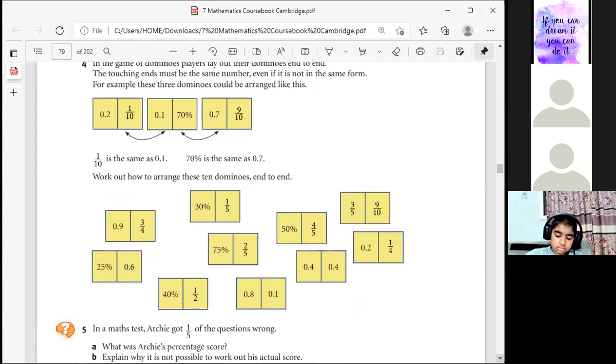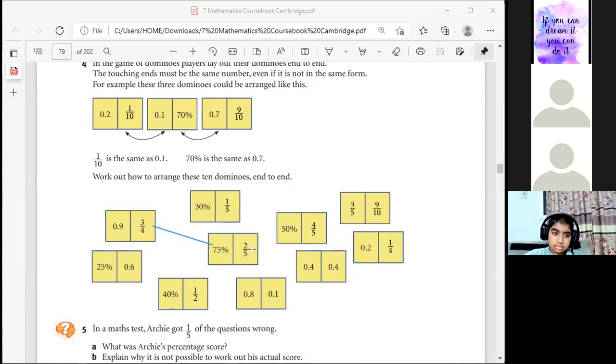Now work out to arrange these dominoes end to end. That means you have to look at the last number here. 3 upon 4. What can 3 upon 4 be connected to? Can I say it can be connected to 75%, 75 upon 100? Yes. Now let us look at 2 upon 5. Where can I connect this 2 upon 5 to?